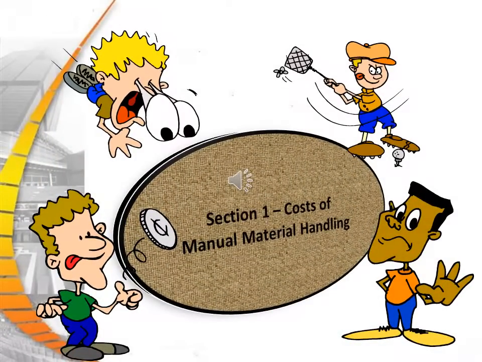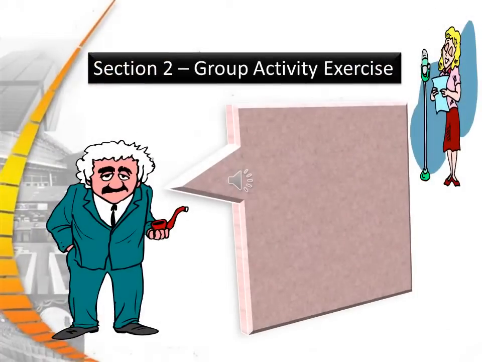Section 1, the costs of manual material handling. Group activity exercise. As a group from your experiences, list as many of these activities as you can. Lifting or lowering, carrying, holding, pushing or pulling, or twisting.